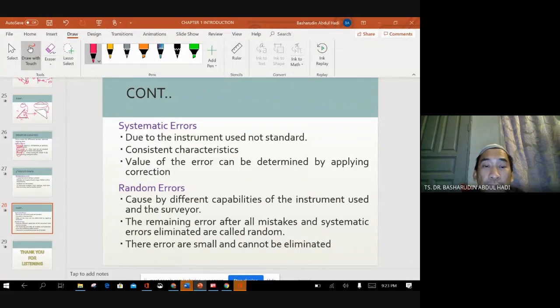It is caused by different capabilities of the instrument used and the surveyor. So using different tools and different equipment, which vary in their specifications. So they have limitations. So when you do a survey with different instruments, that can also cause a random error. Okay? The remaining error after all mistakes and systematic errors are eliminated is called random error.